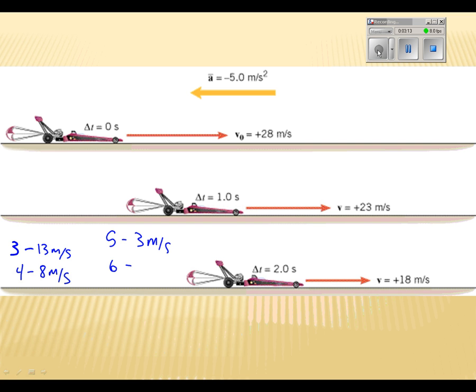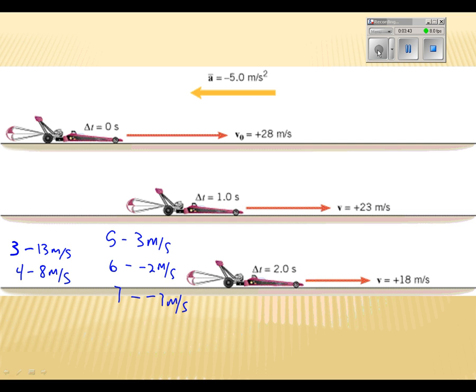Now after 6 seconds, let's assume that this is a situation where this car is going to keep following this negative 5 meters per second squared acceleration. This car is actually going to be going negative 2 meters per second. And after 7 seconds, the car will be going negative 7 meters per second. So it'll keep dropping its speed by 5 meters per second.